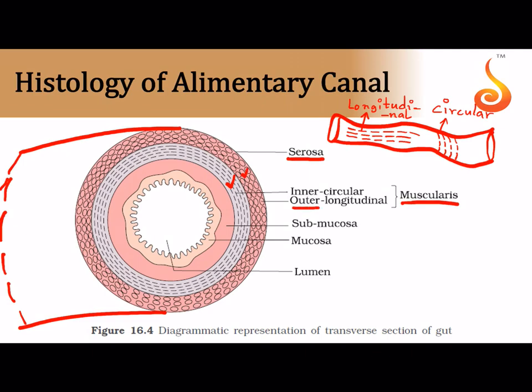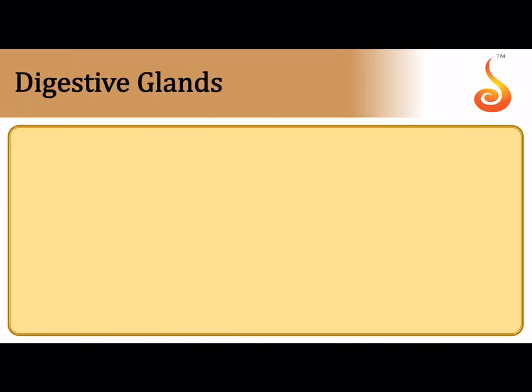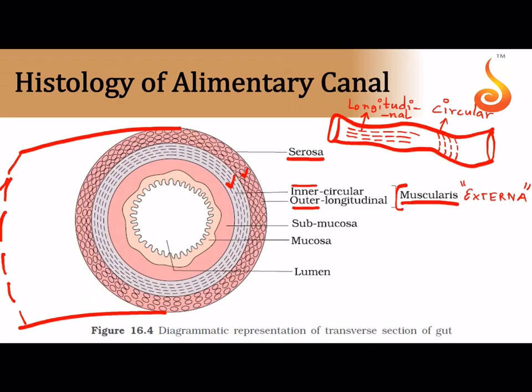Okay, so outer longitudinal, inner circular, both these are referred to as muscularis. To be very specific, they are referred to as muscularis externa. So remember, muscularis externa is entirely made up of smooth muscle cells.